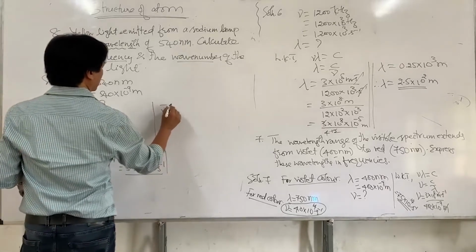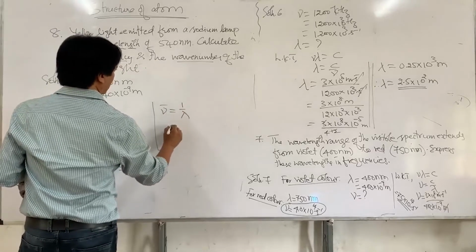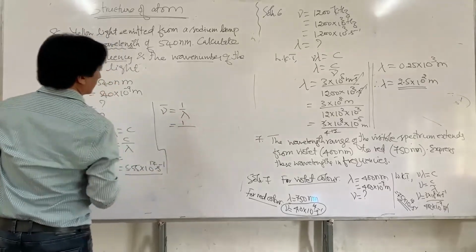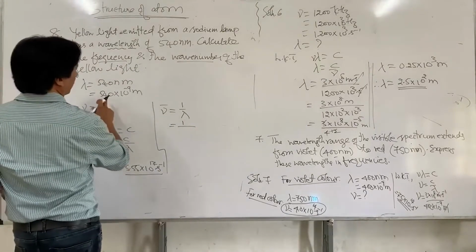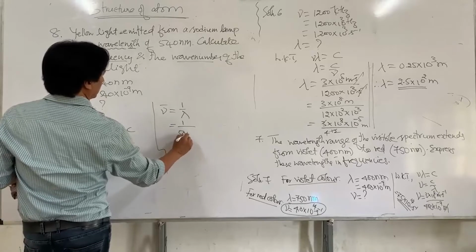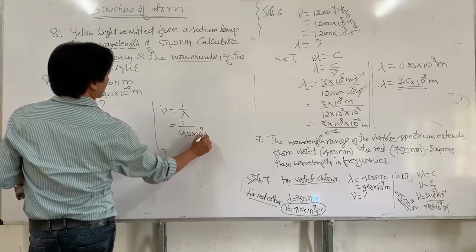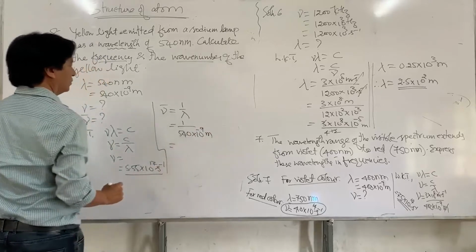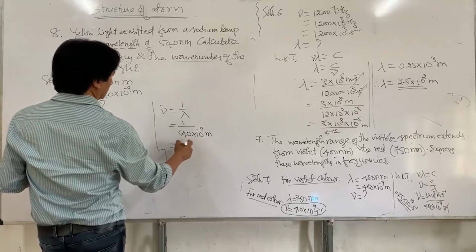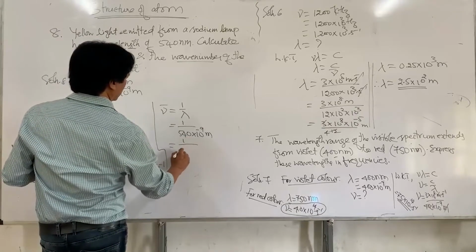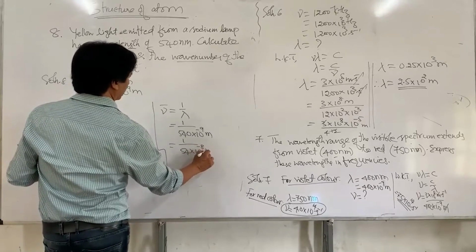We know the wave number is denoted by nu bar. It's given by the reciprocal of the wavelength. So this is equal to 1 upon the wavelength, that is lambda. You are given the wavelength to be 540 nanometers, which means 540 into 10 raised to the power -9 meters. You can also write this as 1 upon 54 into 10 raised to the power -8 meters.